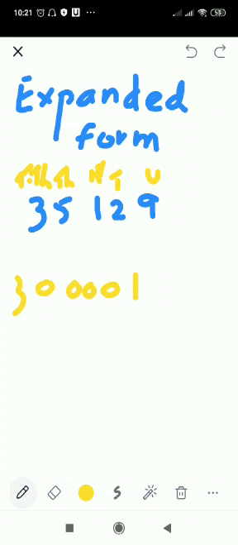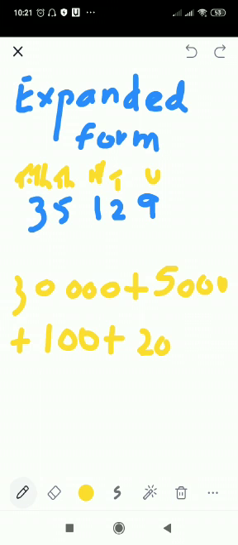Then we are going to put a plus sign. Then we have how many thousands? We have 5,000. So we are going to write here 5,000. 30,000 plus 5,000 is 35,000. See, 35,000. Then we have how many hundreds? We have 100. Then how many tens? 2 tens is 20. Then how many units? 9 units. All right. So that's how we are going to write down any value in expanded form.